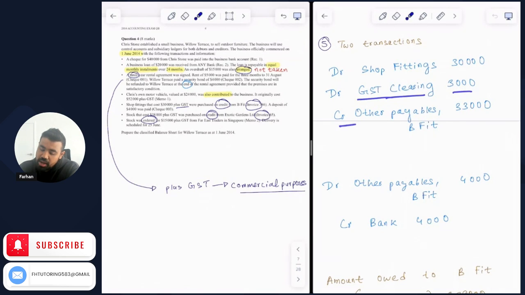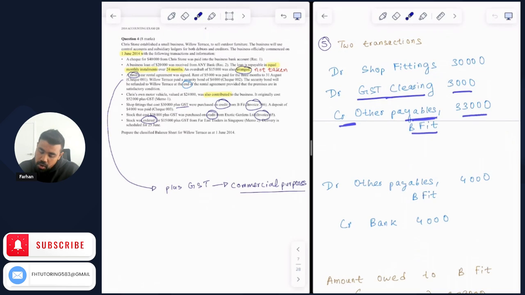Then we are crediting other payables or sundry creditors, which is what you would see in the marking guide, because in the old curriculum we would call it sundry creditors, but you need to be specific. The business involved here is BFIT. So credit other payables BFIT or sundry creditors BFIT, and that is the entire amount of the shop fittings plus the GST, which is $33,000.